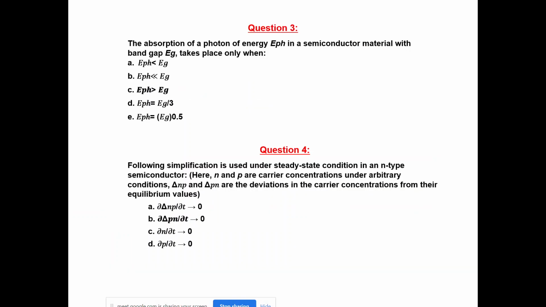The next question is, following simplification is used under the steady state condition in an n-type semiconductor. Here n and p are carrier concentrations under arbitrary condition. Delta np and delta pn are deviations in the carrier concentration from the equilibrium values. Which of the following simplifications is used for a steady state condition in an n-type semiconductor? Any idea?